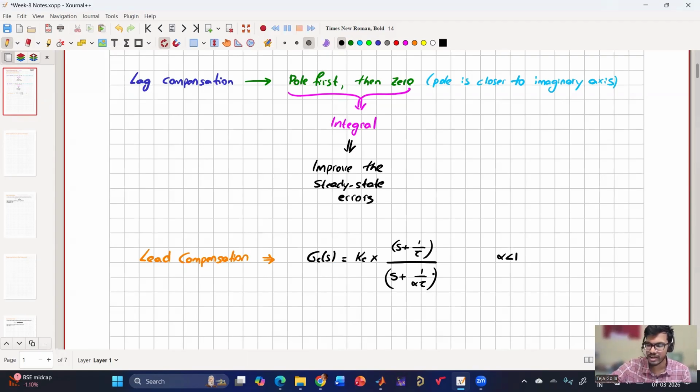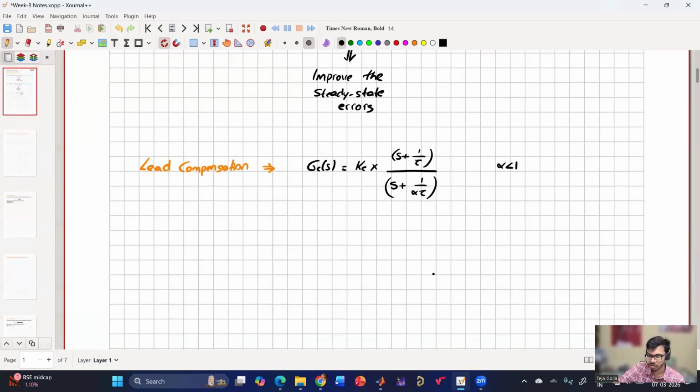Again, we have to see why alpha is less than 1. Without scrolling above, I'll make the same logic. Lead compensation means phase lead. So the zero will come first, meaning the zero is closer to the imaginary axis and the pole should be a little bit far away. If my zero is 1 by tau, then my pole should be farther away than 1 by tau. So if alpha is less than 1, 1 by alpha is greater than 1, and that makes the pole a little bit farther away from the imaginary axis than the zero is. So that's why here alpha is less than 1. Is this concept clear?